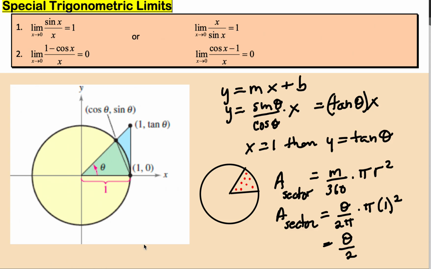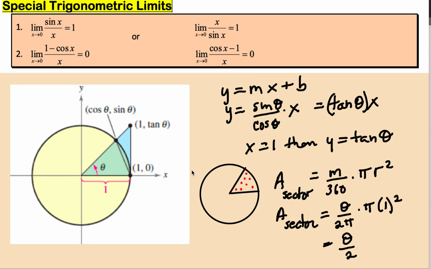But before I prove it to you, I have to take you back to a little bit of algebra and geometry. So I'd like to find the equation of this line right here, and it's y equal to mx plus b. I know the slope is change in y over change in x, and that'll be sine over cosine x, and our b, our y-intercept, is 0. I can just say tangent of theta times x. At that point where x is equal to 1, because this is the unit circle, if I put 1 in here, I'm going to get y is equal to the tangent of theta. So this point here is (1, tangent of theta).